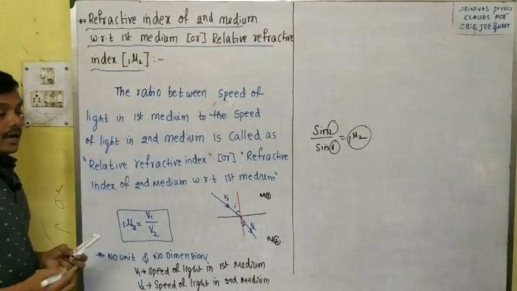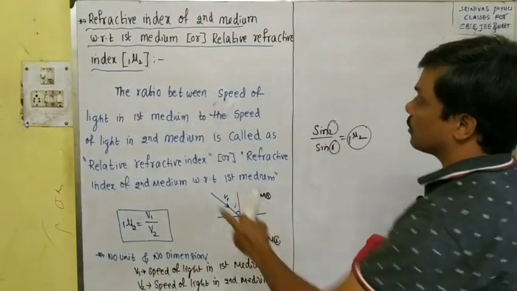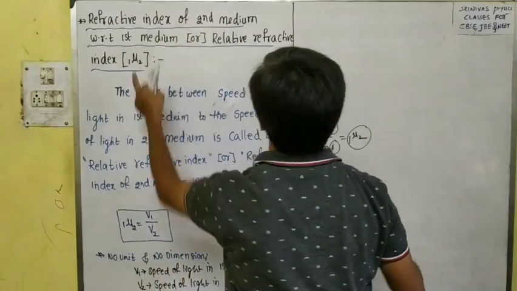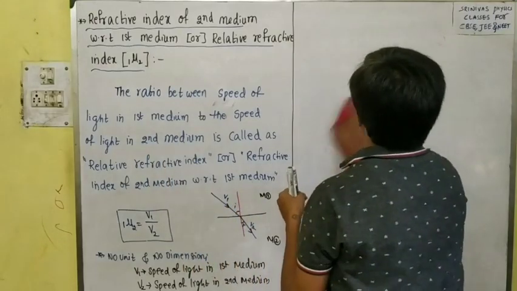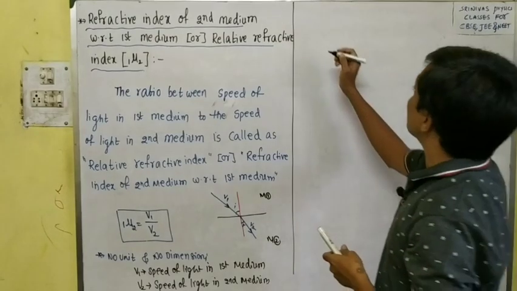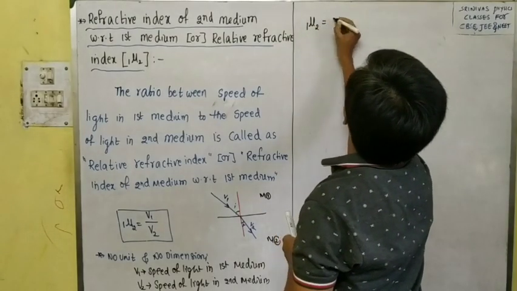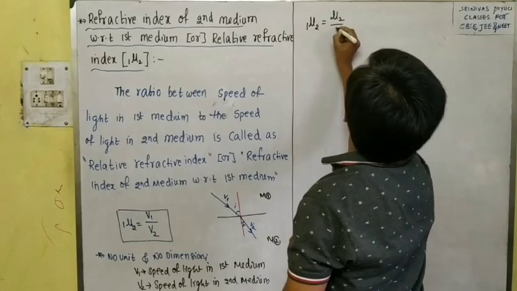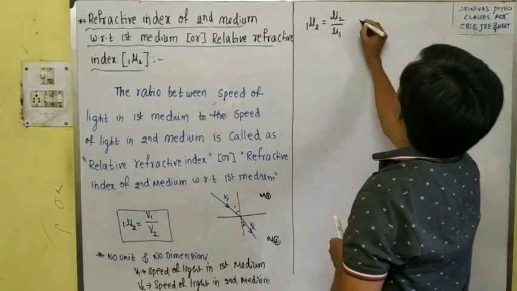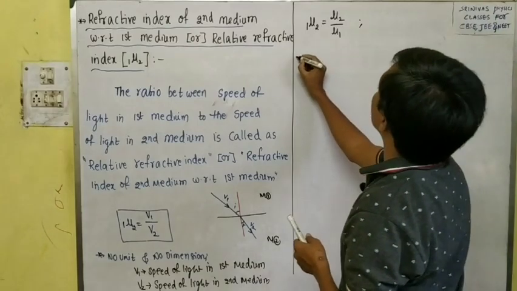Okay, and now let us go for one more definition. Here we got the refractive index of second medium with respect to first medium. If you want, there is one more formula for the 1 mu 2, right? 1 mu 2 is also v2 by v1, okay? Or we can also write 2 mu 1, okay? 2 mu 1 also we can write.